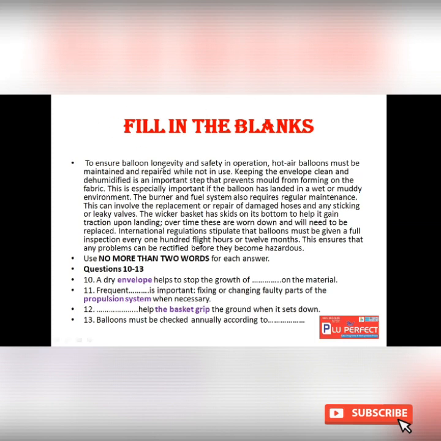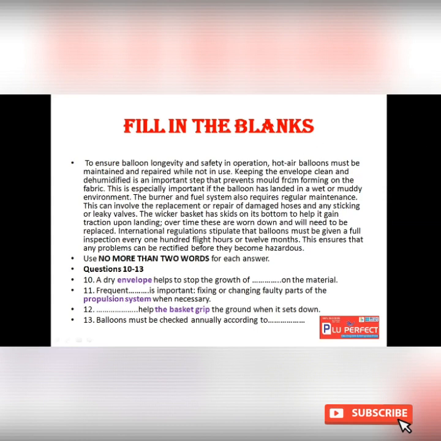To ensure balloon longevity and safety in operation, hot air balloons must be maintained and repaired while not in use. So these two lines, it's not making any sense, so I can just skip these two lines and read ahead. Keeping the envelope, yes. Now from this line onward, I need to be really careful about what I'm reading and whether it's making sense or not.